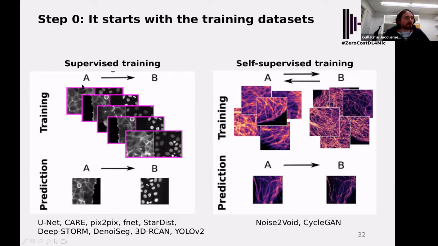And most deep learning networks that you will find in ZeroCost use this supervised training approach. But there is another training approach that can also be used in other deep learning networks, which is called self-supervised. And there, the training data set doesn't need matching images anymore to train. So that's the case, for instance, with Noise2Void and CycleGAN, where, in CycleGAN, the network can learn how to transform one image into another without matching pairs. And there, the architecture of the network is a little bit more complicated.